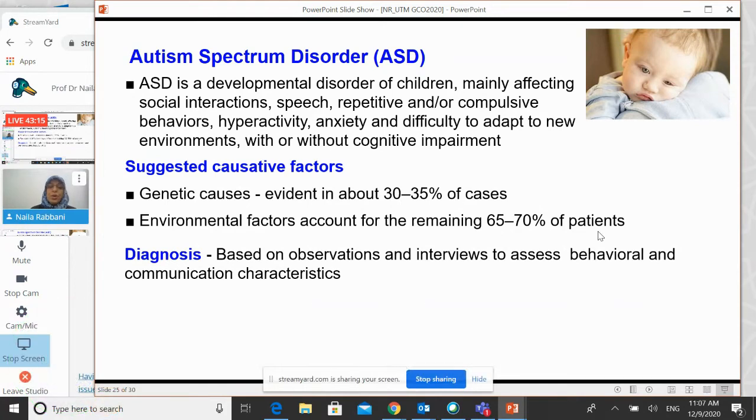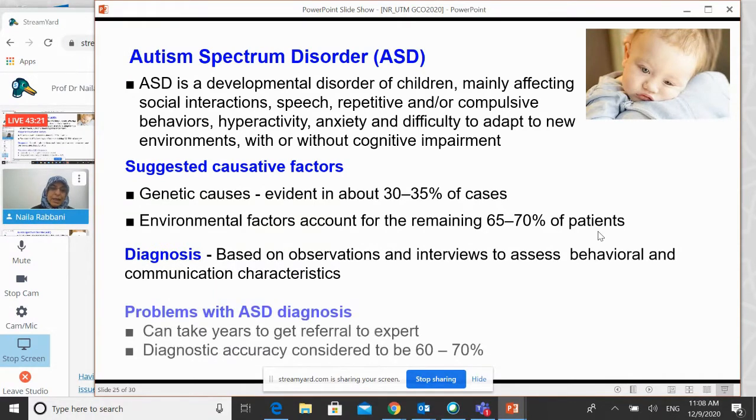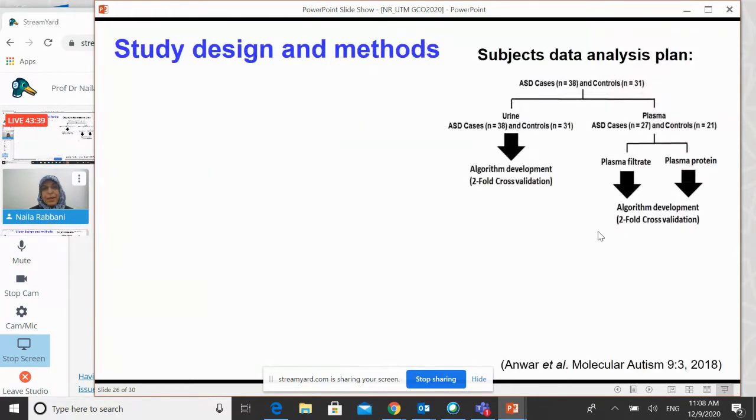Diagnosis is based on observations and interviews to assess behavior and communication characteristics. The problem with ASD diagnosis is that it can take years to get a referral to an expert and then further months to a year to get a diagnosis. And diagnostic accuracy is considered to be only 60 to 70%. So I wanted to look at children with and without ASD. We collaborated with the University of Bologna and recruited about 38 children with ASD and 31 controls. And we collected urine and plasma.